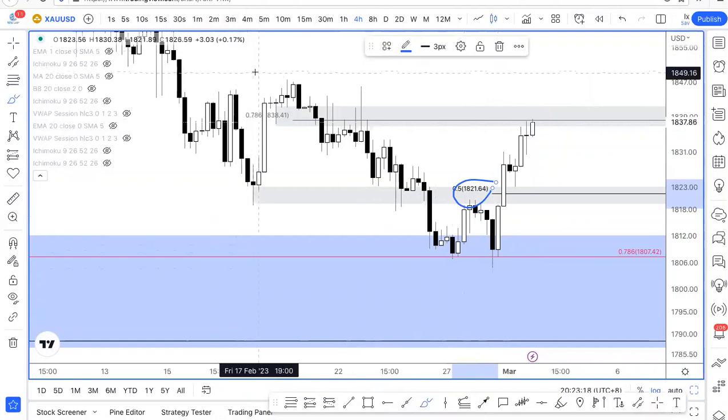Okay, I have a question. If the dollar is low, so gold will be going long? Yeah.